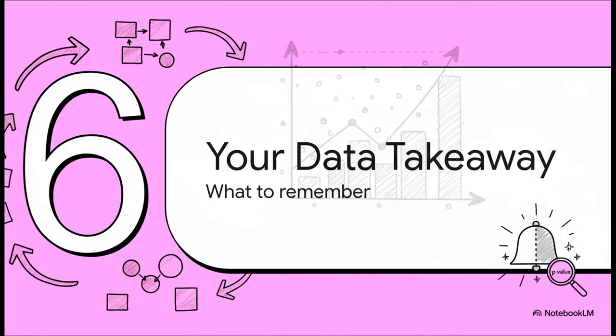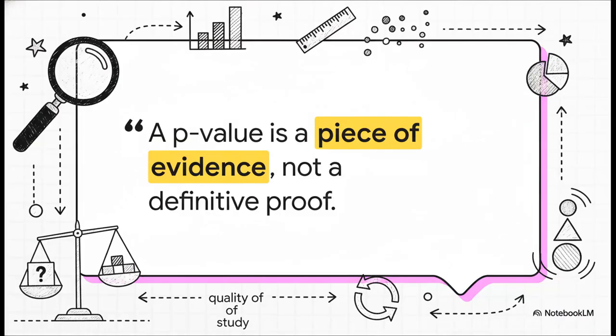So, after all that, what's the big takeaway here? What's the one thing you really need to remember? Let's bring it all home. I think this quote from Simply Psychology just says it all. A p-value is a tool. It's a really important piece of evidence, for sure. But it is not the judge and jury. It's just one clue that has to be looked at with everything else, like how big the effect is and whether the study was any good in the first place.